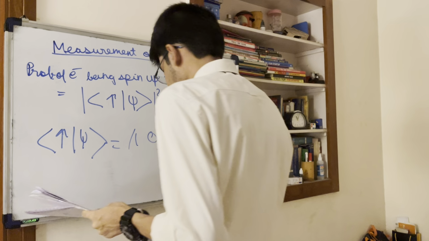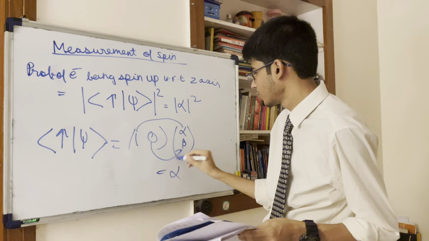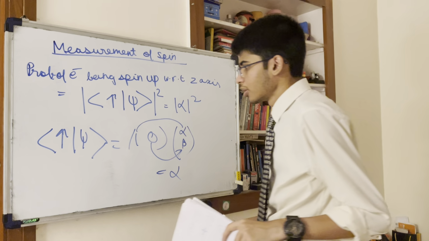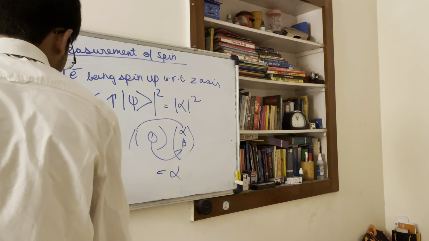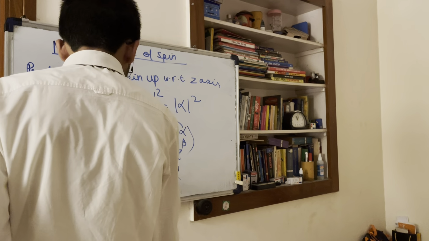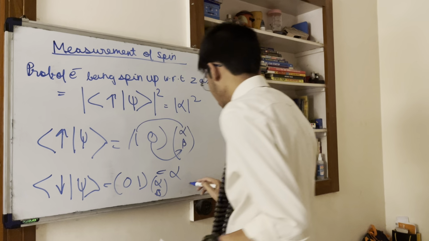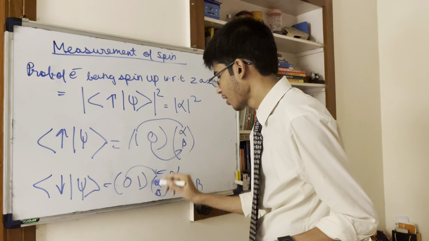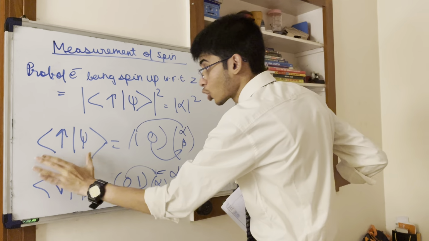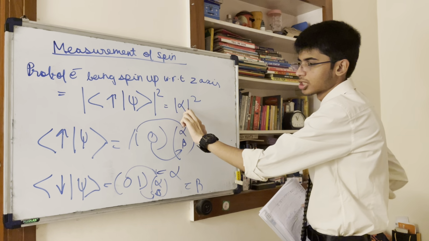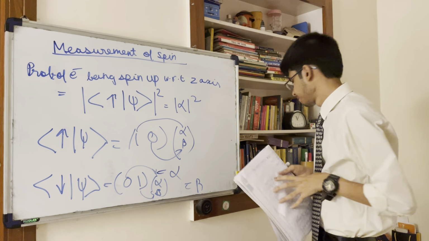So when I multiply these two, this multiplies with this, and this with this, so I get alpha. Similarly, if I have spin down, this will be 0, 1 times alpha, beta. So this will give me beta: 0 multiplies with alpha, 1 multiplies with beta. If I take the square of this, I will get alpha squared. Similarly, if I take the square of this, I will get beta squared.